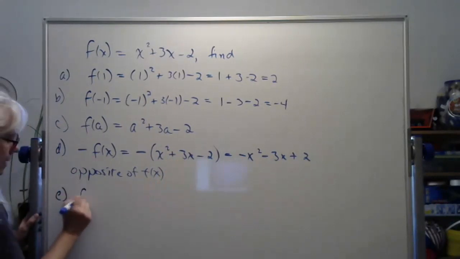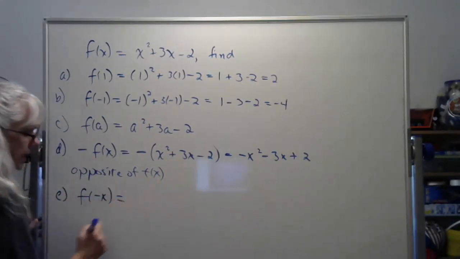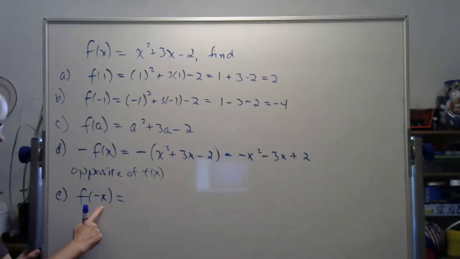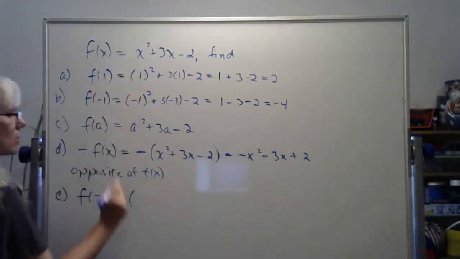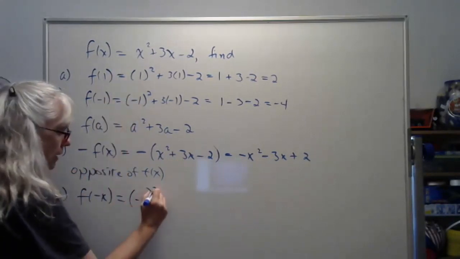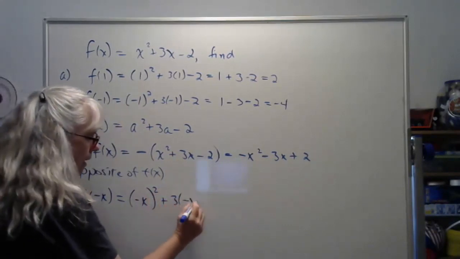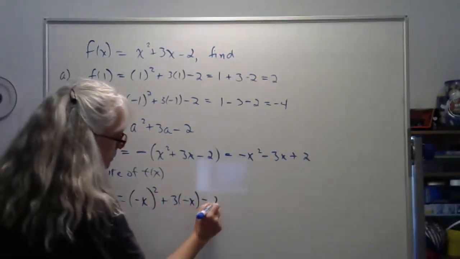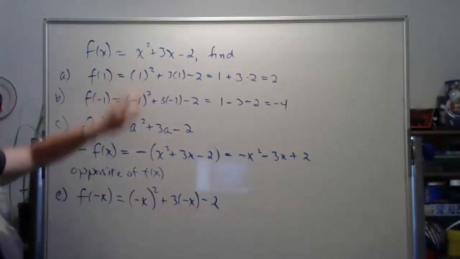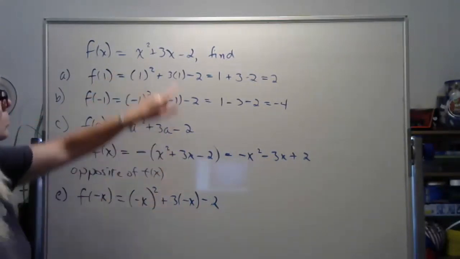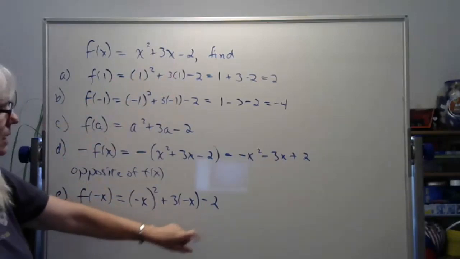For part E, they're asking me to come in and replace x with a negative x. So I'm going to go back to my original. Every time, go back to the original. In any place I have an x, I'm going to write a negative x. So in place of that x, we wrote a negative x, which we had to square. In place of the next one, we wrote a negative x, and then the minus 2.